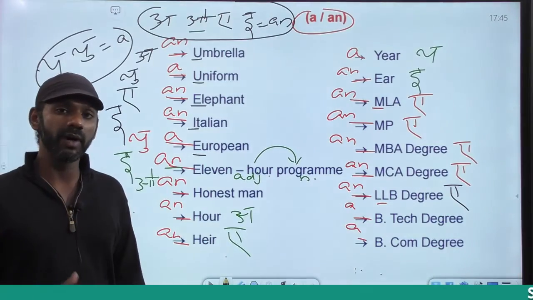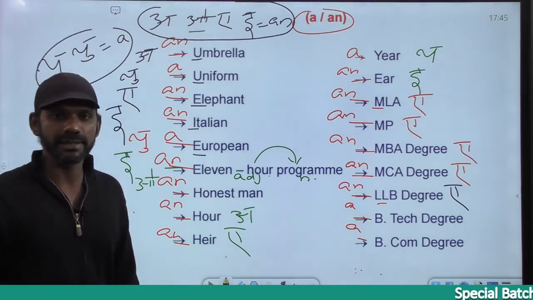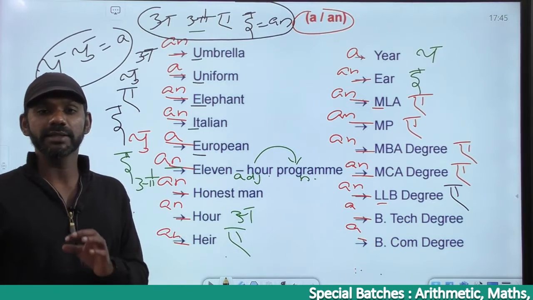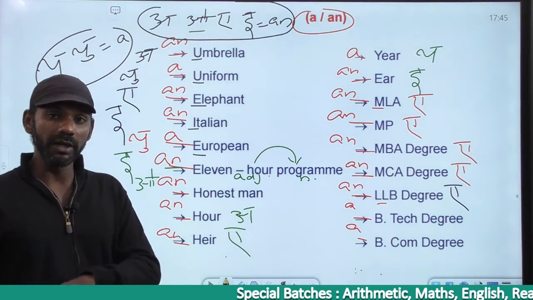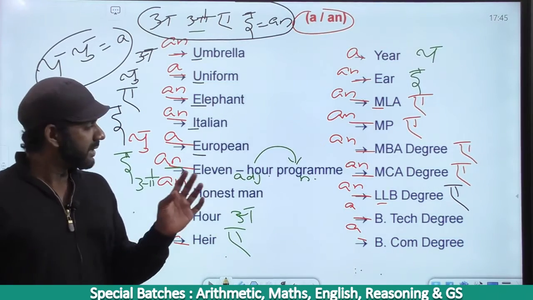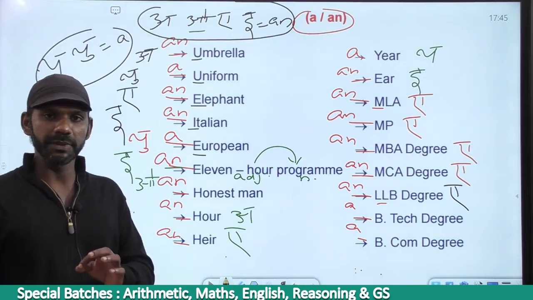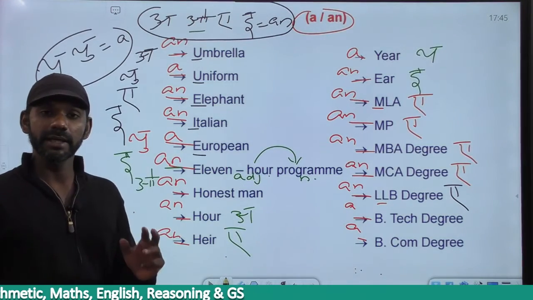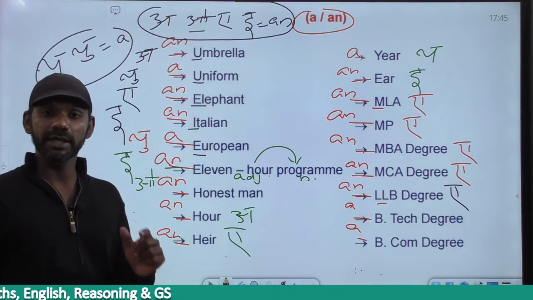B is not a vowel sound. B is a consonant sound. If I say boy, the first sound is B. Book, the first sound is B. Ball, the first sound is B. Bench, the first sound is B. Similarly, BTech, the first sound is B. A boy or an boy? It's a boy, a book, a bench, a ball.